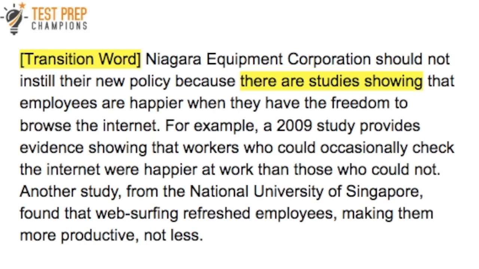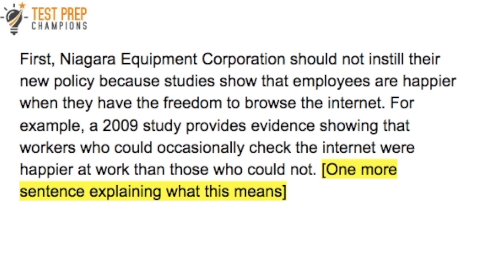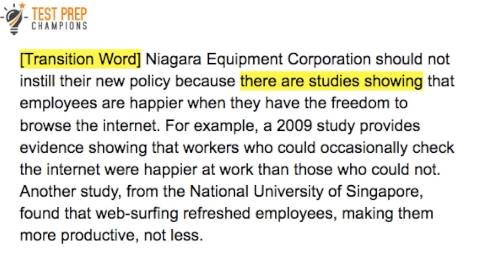The first thing I would change here is I would just add a transition word. Where you say Niagara Equipment Corporation, I would put a simple transition word here. These are some good transition words that will help your score, because the algorithm is going to look for these. You could just say first, comma, second, comma, in addition, in the first place. These are just some examples, but I would use first. I think that would be a good way to do it.